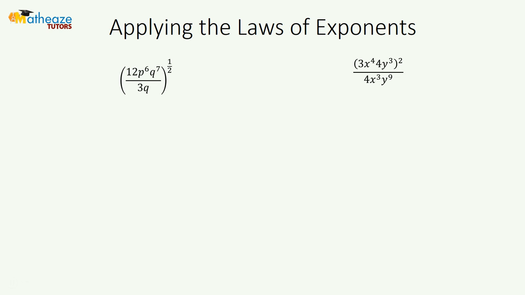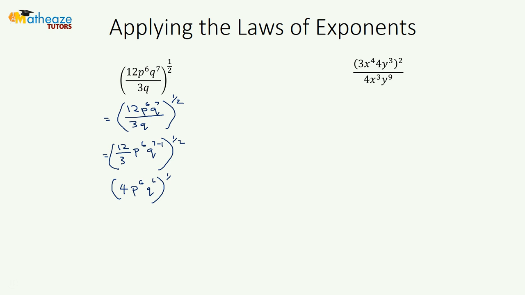Now, we're going to solve this: (12p to the power of 6 q to the power of 7 divided by 3q) all to the power of 1/2. Now we're going to simplify what's in the parentheses if possible. So we have 12p to the power of 6 q to the power of 7 divided by 3q, and this is all to the power of 1/2. So 12 divided by 3, and then p to the power of 6, q to the power of 7 minus 1, all raised to the power of 1/2. So 12 divided by 3 is 4, so this is (4p to the power of 6 q to the power of 6) to the power of 1/2.